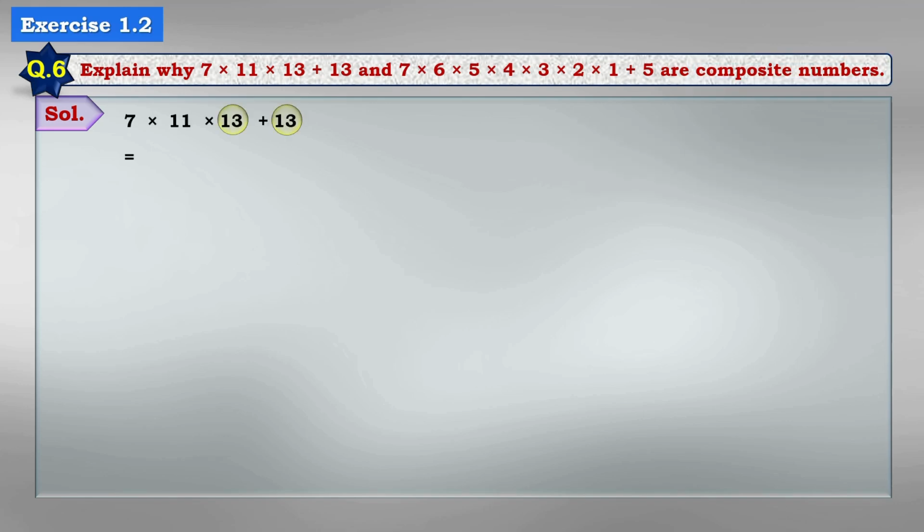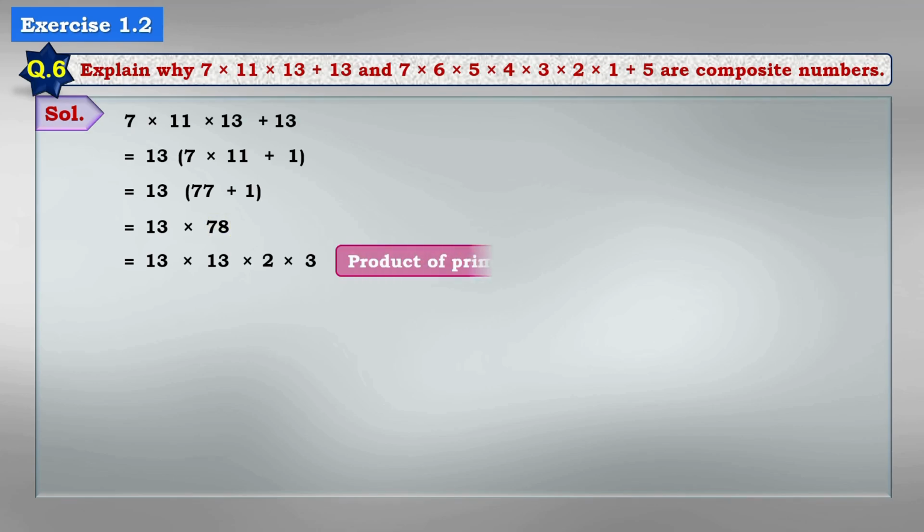So in the first expression, 7 into 11 into 13 plus 11, 13 plus 13. Now if we take 13 common over here, then 7 into 11 plus 1. So 13, so 77 plus 1. So that means 13 into 78.